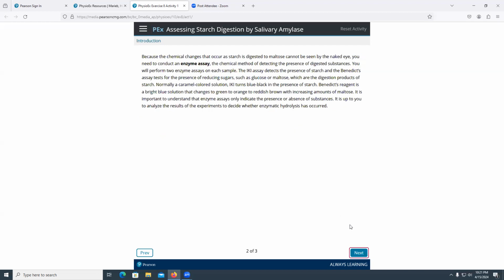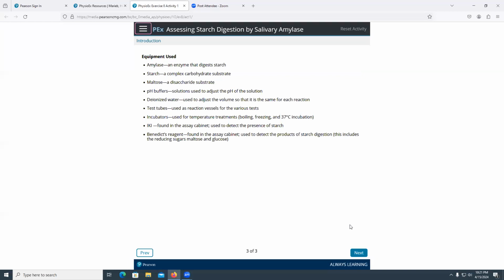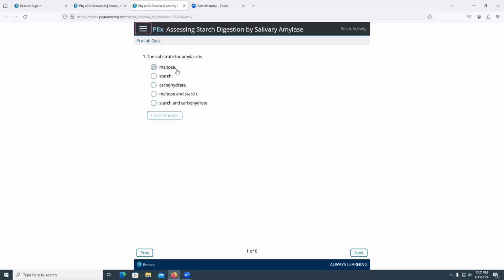We talked about the enzyme assays. So now let's do the pre-lab. The substrate for amylase. Obviously amylase will take starch and other carbohydrates and convert them into maltose and glucose. So the substrate is going to be maltose. No, it's going to be carbohydrates and starch. That sounds like the right answer.